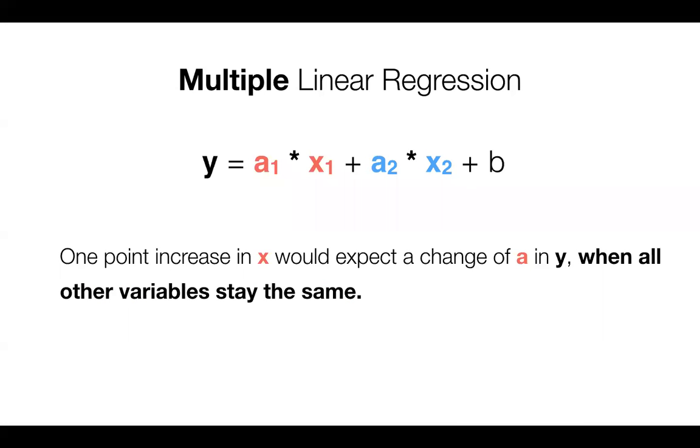Now if we extend this to multiple linear regression. Multiple linear regression is all about multiple predictor variables. So instead of just x, we add x2. Now we have x1 and x2, and each of the variables has its own coefficient, a1 and a2. To interpret this: a 1 point increase in x1 would expect a change of a1 in y when all the other variables stay the same. In this case we have only 2 variables, so the other variable means only x2.